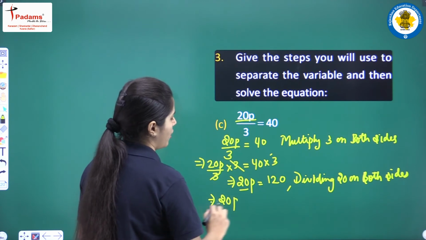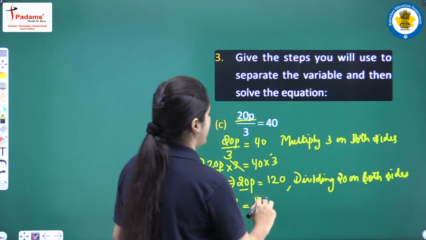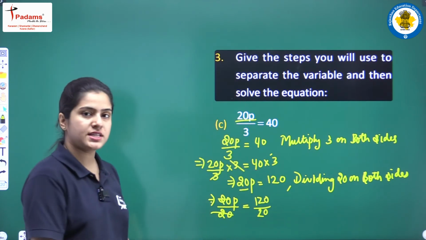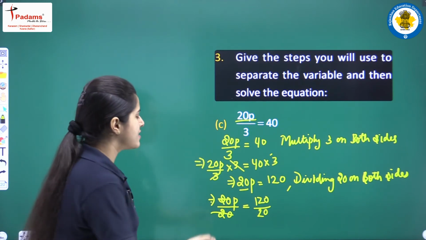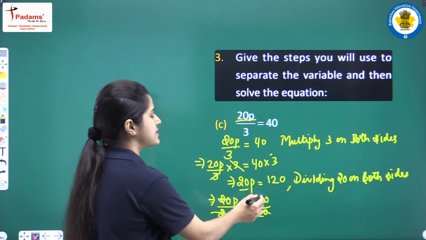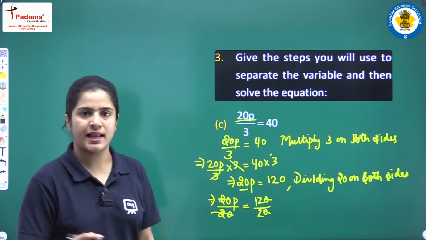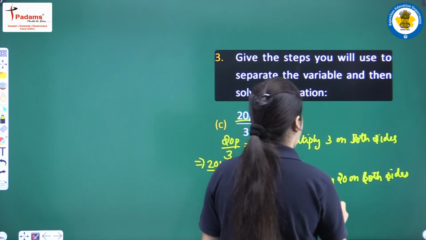20p upon 20 is equals to 120 upon 20. 20 will be cancelled out from this 20, as it is in the numerator and that is in the denominator. So p is equals to 12 upon 2, the 0 will be cancelled out from this 0, and 2 into 6 is equals to 12. Alright, students, so p is equals to 6, and this is our answer.